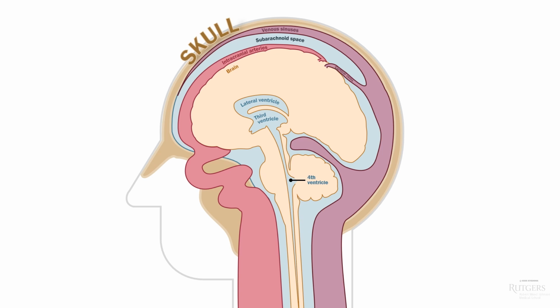Intracranial arterioles and cortical venules lie on the surface of the brain, and they are connected by a network of capillaries. Foramen magnum is at the bottom.